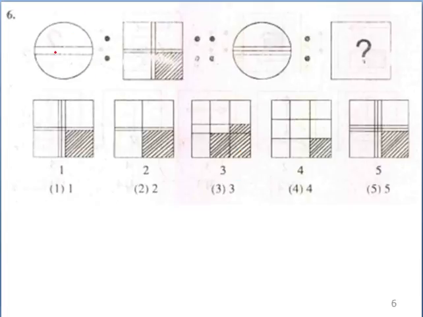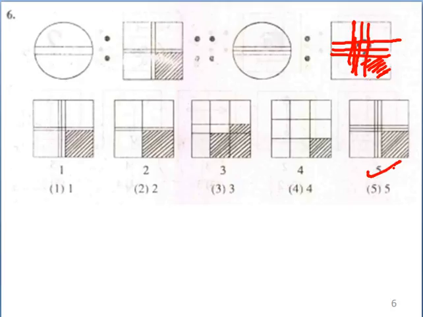Now coming to the sixth one. Here in the circle, two lines are given, and the rightmost bottom is shaded. So here I have to get 3 lines like this, 1, 2, 3, and similarly 3 lines like this, 1, 2, 3, and it has to get shaded. So in each option it is given that.